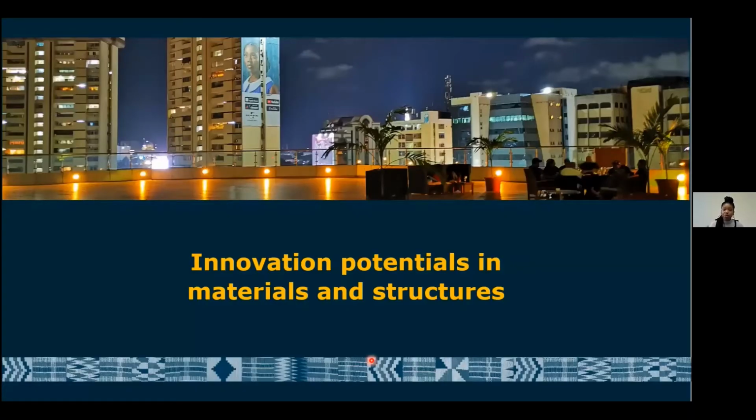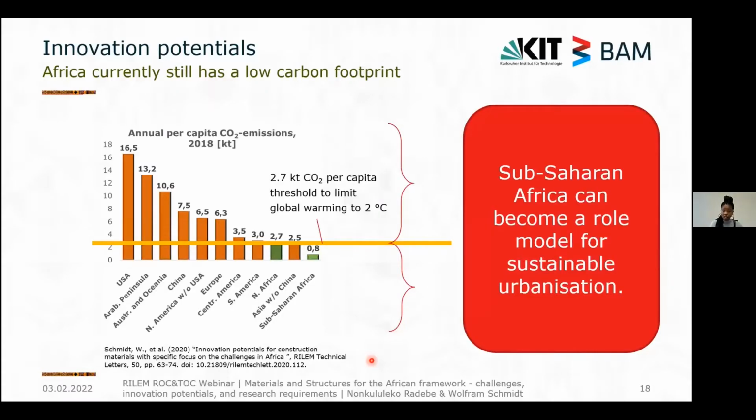So now that we've covered all the different challenges, I think we can move on to more of the potentials, looking specifically at materials and the structures. So this is probably my favorite graph, which shows the carbon footprint of the world. You have here the United States, which has a carbon footprint of about 16.5 in 2018 per capita of CO2 emissions, compared to 0.8 of sub-Saharan Africa, which means at the moment Africa is barely contributing to the carbon footprint.